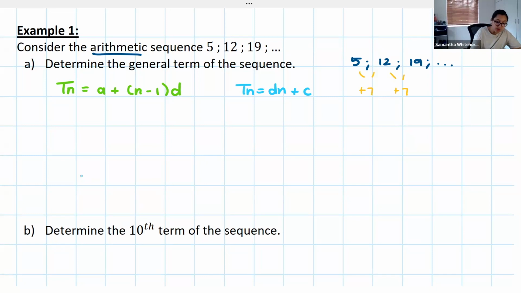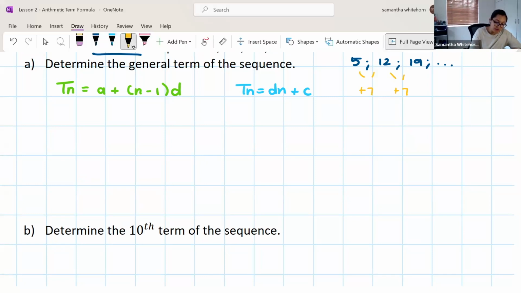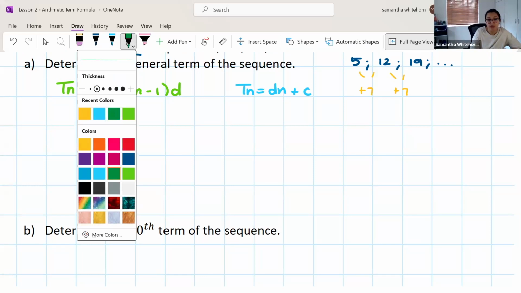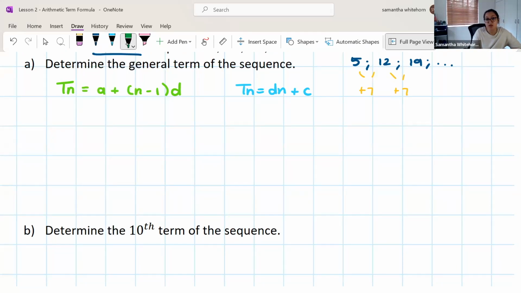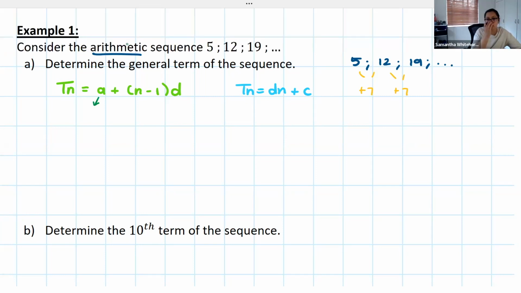All right, so let's just quickly understand what each of these formulas are telling us, because obviously to use a formula, we have to know what the variables represent. So can anyone tell me what a represents? What value does a represent?